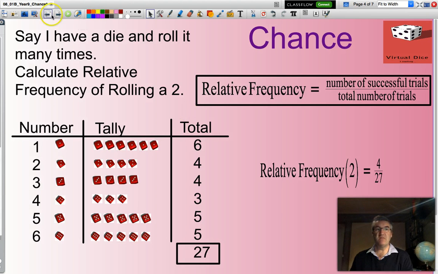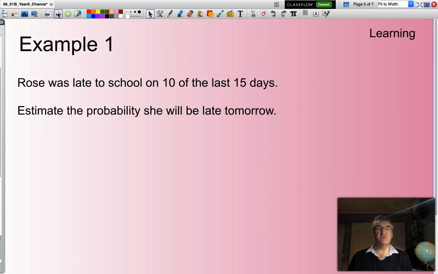The next example is more of a worded question. Now, Rose, one of my favourite students from a couple of years ago, she was always late to school. Well, Rose was late to school on 10 of the last 15 days. And I wish to estimate the probability she will be late tomorrow.